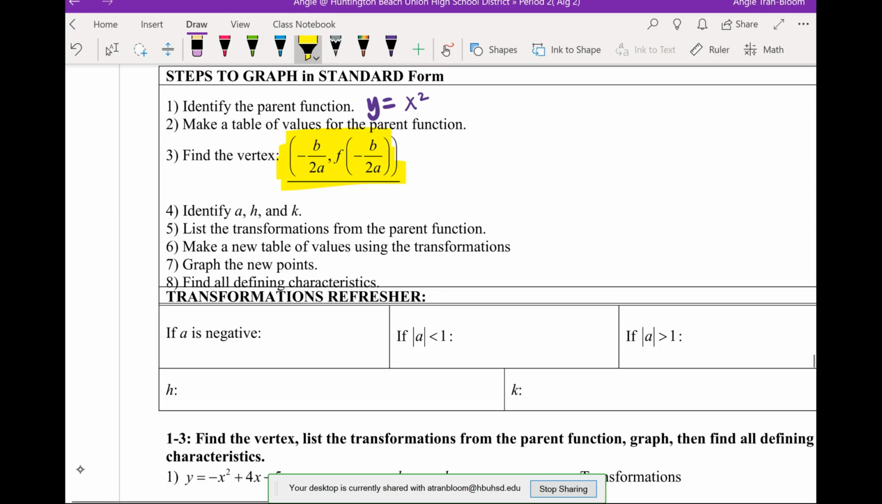The x-coordinate of your vertex is negative b divided by 2a. That's how we find the x-coordinate. Once you have the x-coordinate, this notation right here says f of negative b divided by 2a. What does that really mean in plain English? This just means I plug in the x to get my y. Guys, this is a vertex. There's an x-coordinate, comma, the y-coordinate. The x-coordinate is always negative b divided by 2a.